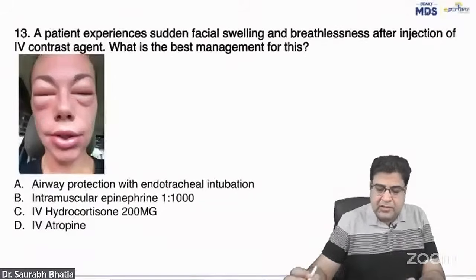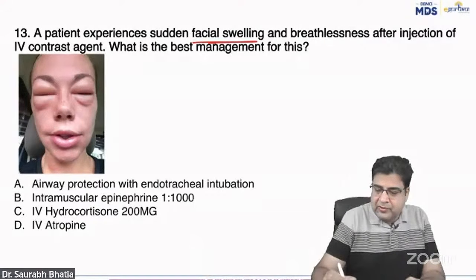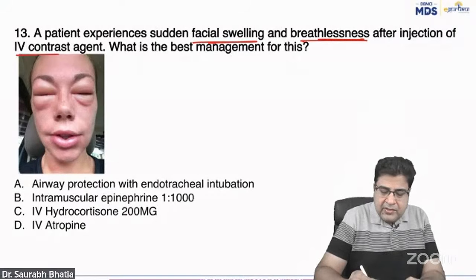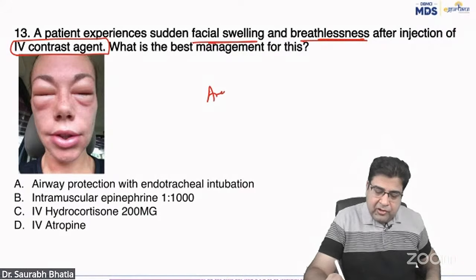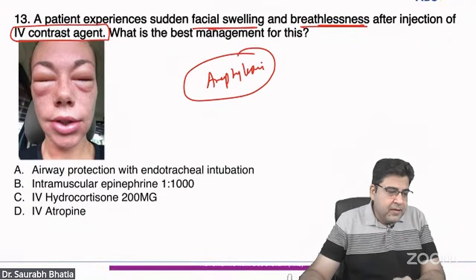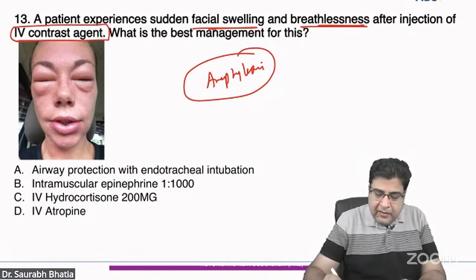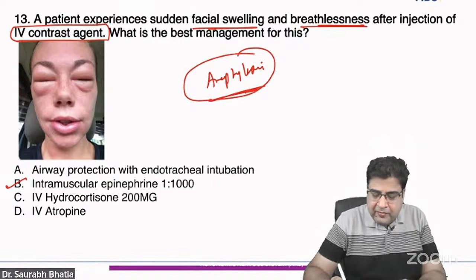Now, next question is, this was the question. The patient has come to you with sudden facial swelling, breathlessness, and some contrast agent was given. So this is a case of anaphylactic shock or anaphylaxis, and they are asking you which medicine is the best medicine for anaphylaxis. So they have asked you the best treatment for anaphylaxis, and this was intramuscular epinephrine.